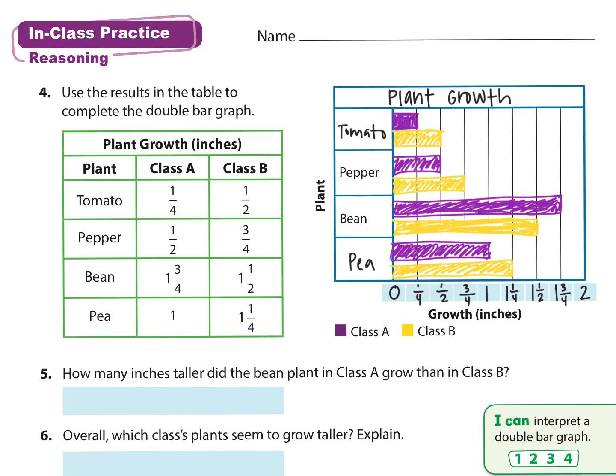Now that I've got my graph completed, I can answer the following questions about the graph. How many inches taller did the bean plant in Class A grow than in Class B? So I'm going to look at bean plant, and this is Class A. How much more did Class A grow than Class B? 1/4 of a what? 1/4 of an inch.